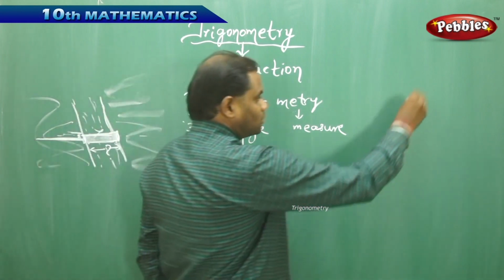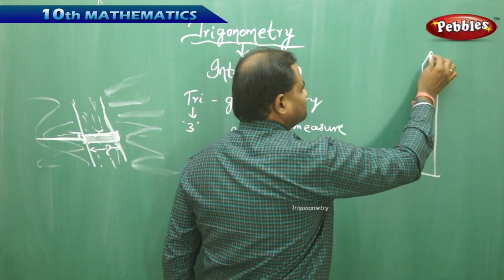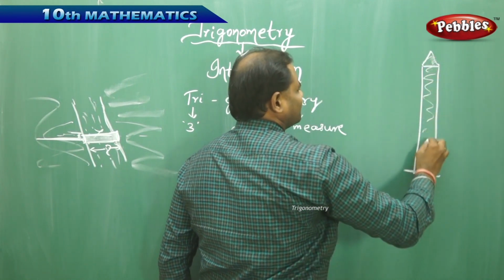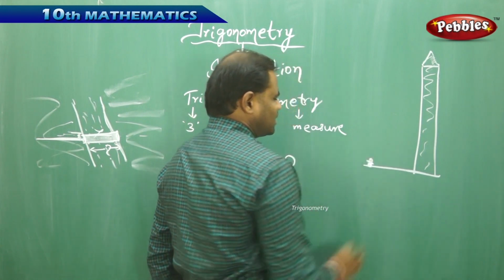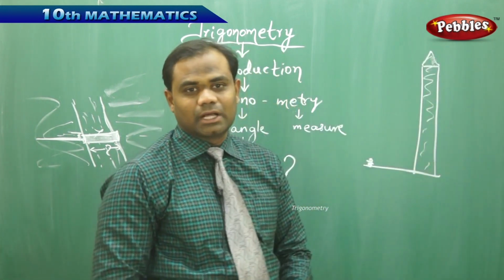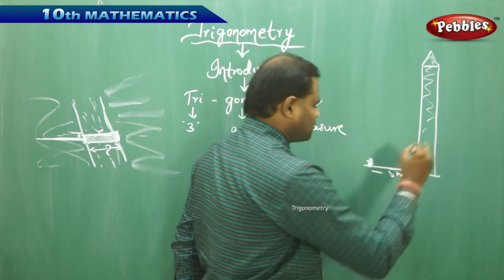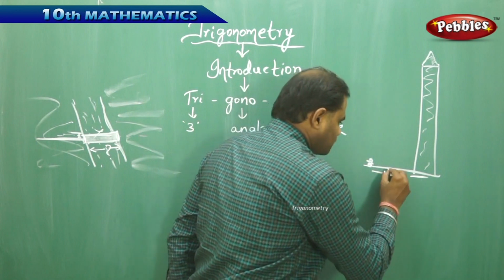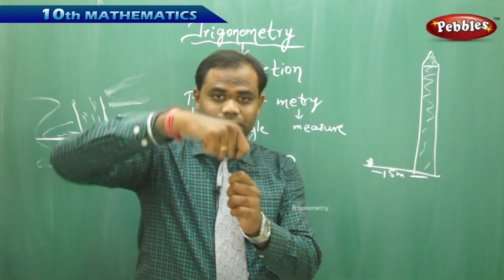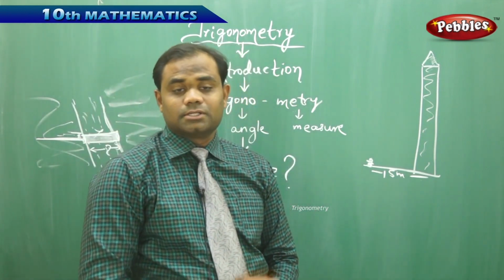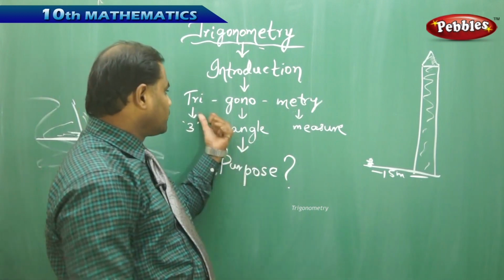Imagine I have a long tower, say it is the Qutub Minar. I have a Qutub Minar here, and then I stand here. I want to find the height of the Qutub Minar by just standing here, which is just 5 meters away or 15 meters away. Then how do I find the height of the Qutub Minar without actually measuring with tape? It is possible using the topic of trigonometry.